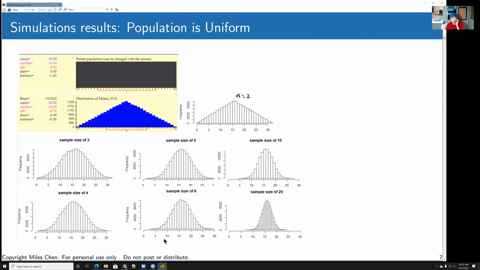And so here's a plot that summarizes it. If the parent population is uniform, which is basically what we have here, when I take samples of size 2, I get this triangle, and I've replicated that in R. And here it is with different sample sizes, 3, 4, 5, 6, 10, and 20. We can see at a certain point, it starts to look a lot like the normal distribution, okay? And as the sample size increases, the spread decreases as well.